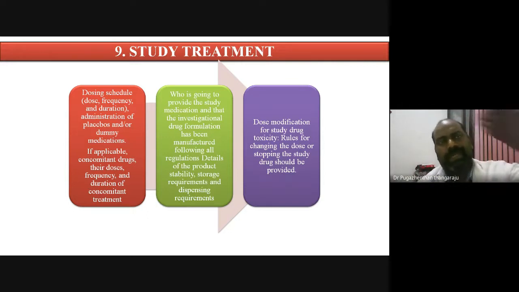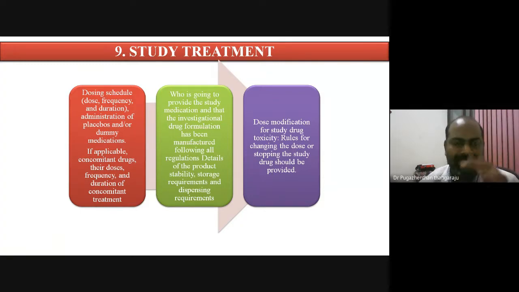Before that, you are getting the drug to the institute or to the clinical trial site. How we are going to ship the drug from the company to the hospital or investigator site, how it is going to be checked, how it is going to be stored, what details of the drug should be mentioned, and how frequently the stored drug will be reviewed. Everything has to be a part of the study treatment because we begin with that drug.